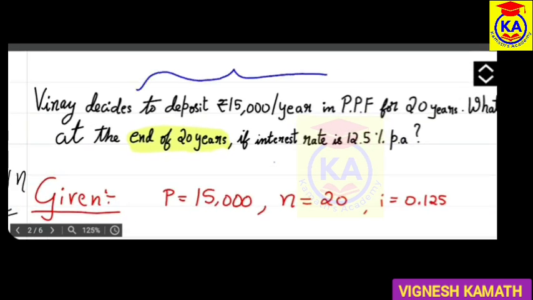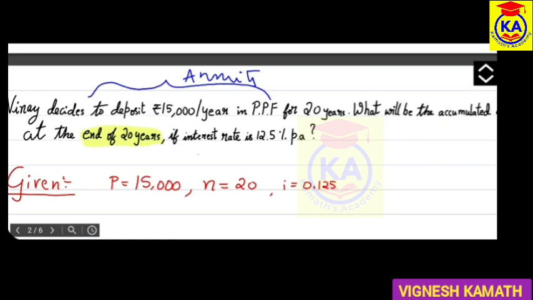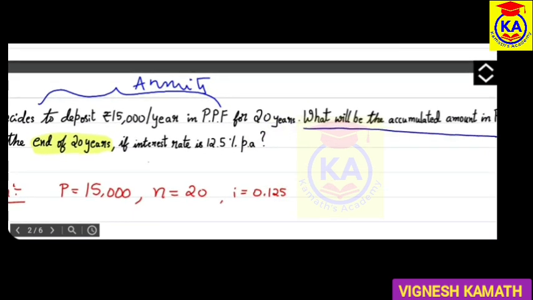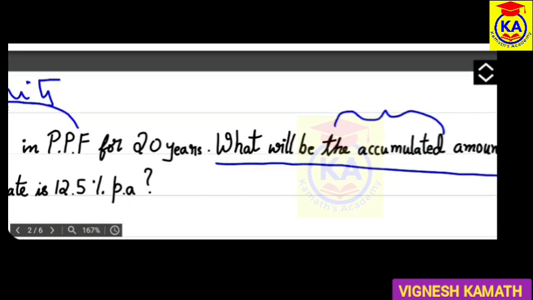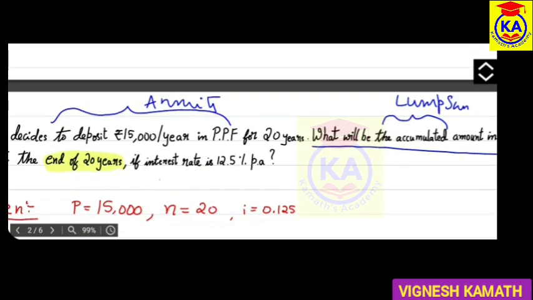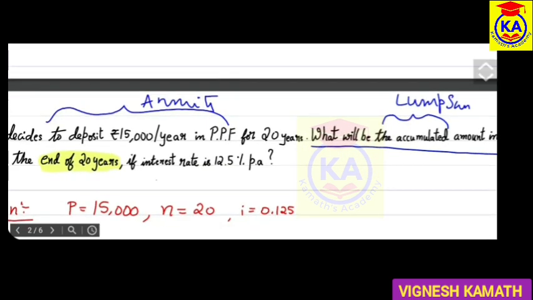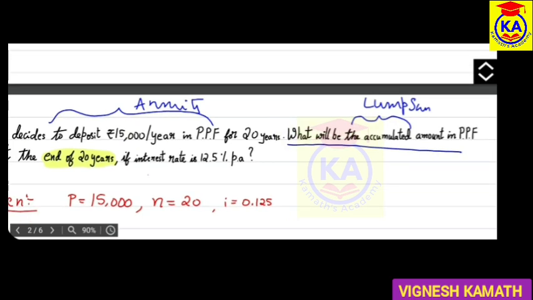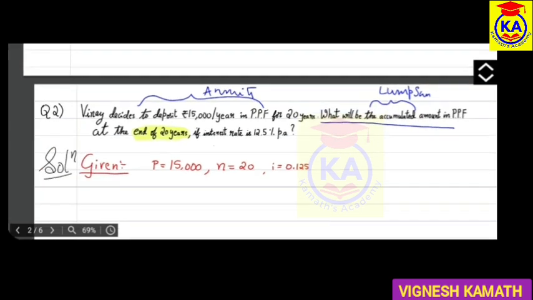This portion speaks about the annuity, right? 15,000 per year for 20 years: a fixed sum for a fixed period of time. So that is annuity. Then, what will be the accumulated amount, that is, at the end of 20 years? That is nothing but the lump sum. I hope you are getting me. First the annuity is given, 15,000 for 20 years. Then how much amount will be accumulated at the end of 20 years? That is lump sum.